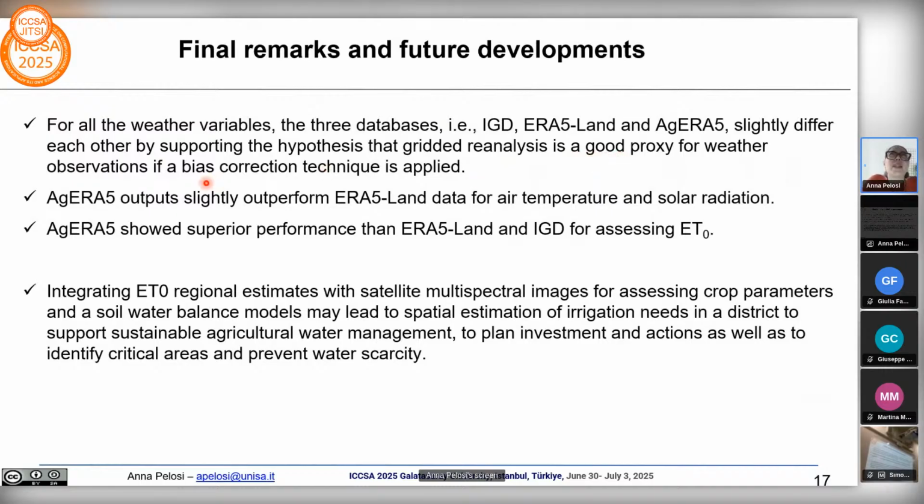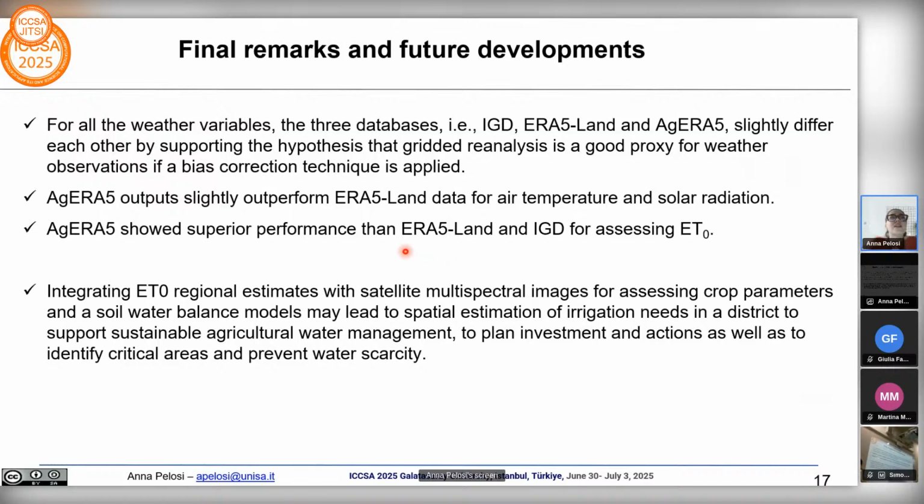Of course, we have applied a bias correction technique, very simple, but we need to apply a local bias correction technique to use this kind of data. However, it's very simple, and we just need a few years of measured data to perform this correction. Then we can say that AG ERA5 output slightly outperforms the ERA5 land data, especially for air temperature and solar radiation. And at the end, we can say that AG ERA5 showed superior performance to ERA5 land for assessing reference evapotranspiration, slightly superior performance.